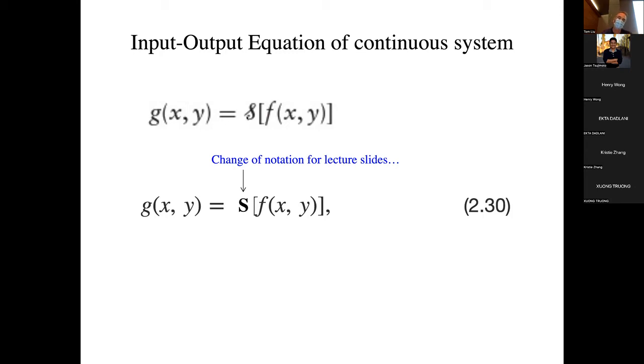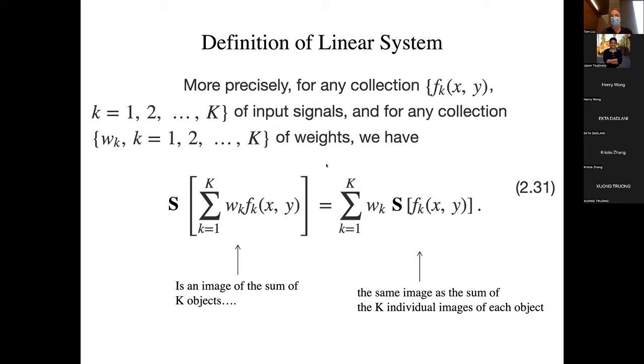And so the notation they use in the book for that is this script S, right? They just say we're going to take our input, and the system, the script S thing, is going to make us an output, which we'll call g(x, y). I've just changed this script S to this for these slides because I didn't have one of these in my software. So we're going to look at a definition of what it means for a system, this script S thing, to be a linear system, okay?